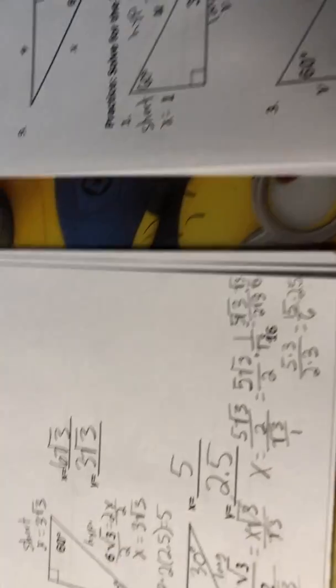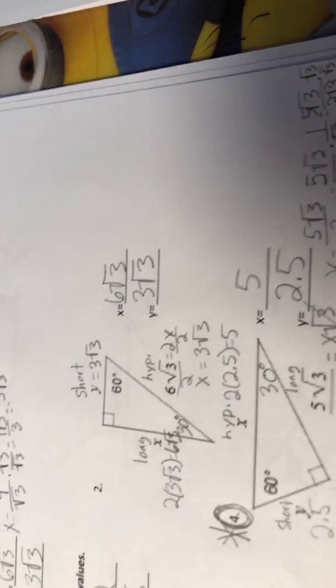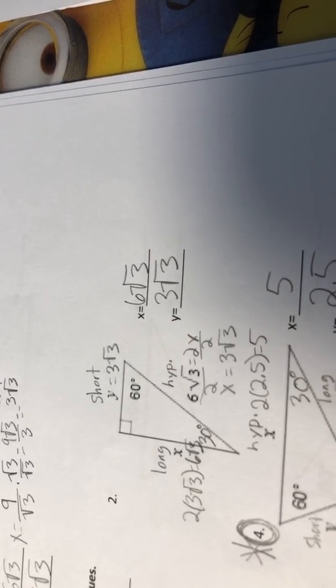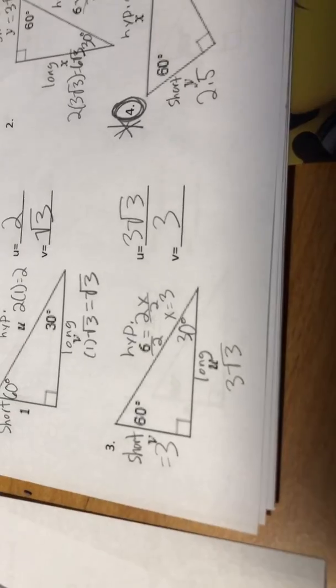You should have gotten something similar to this for number 2. For number 3, you should have gotten something similar to this.